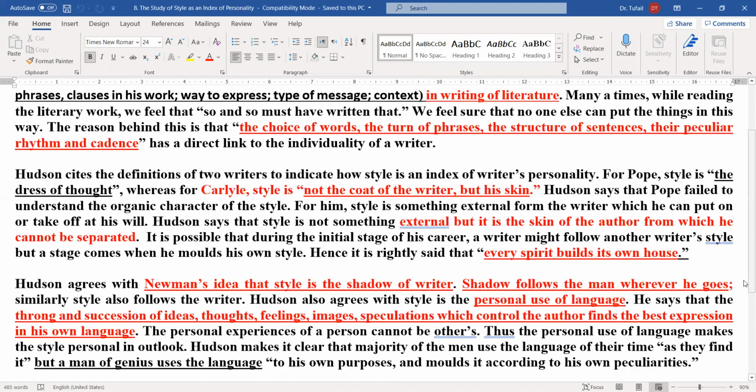It is an integral part of a writer, what we cannot separate, original from his personality. Hudson said that Pope failed to understand the organic character of style. It is not only the dress of thought, but his skin. For Pope, style is something external to the writer, which he can put on or take off at his will.